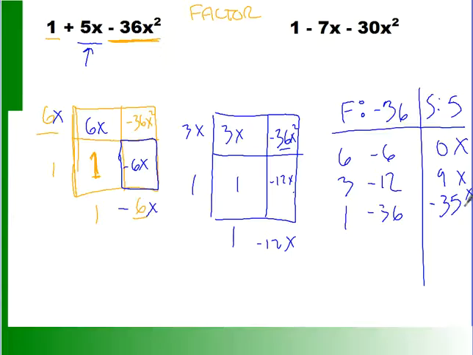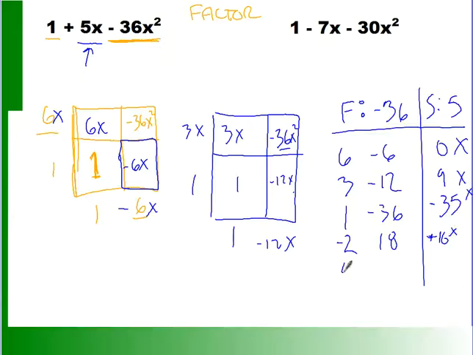I'll recap. I don't feel like that was very well explained. So my 4 times 9 is 36, and 36 over 1 is going to be 36. So the reciprocal of 9 times 4 is 4 over 9.